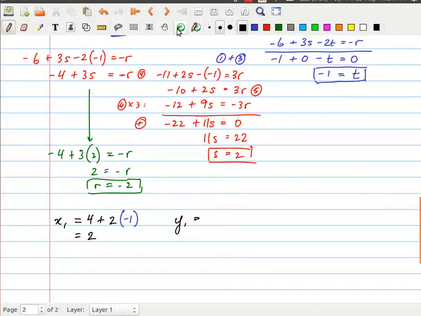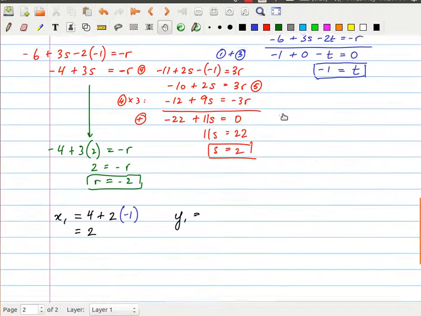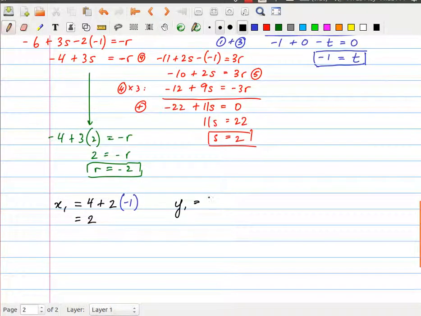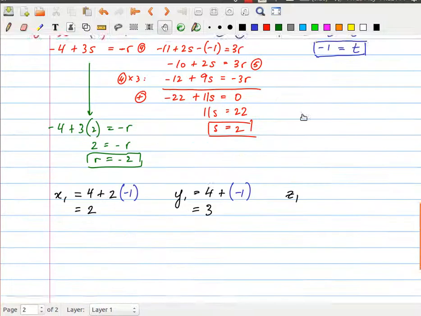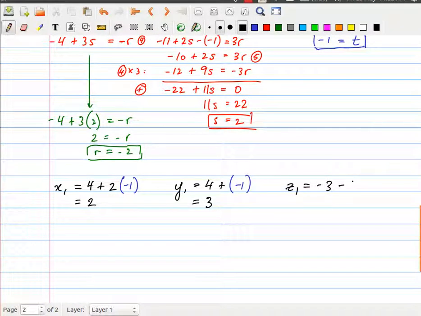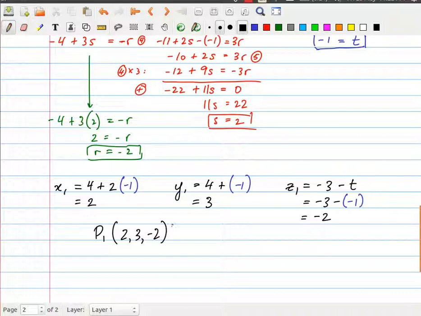y1 is equal to 4 plus 1t, so that is equal to 4 plus t, which is negative 1. And so obviously 4 plus negative 1 is simply equal to 3. And z1 is equal to negative 3 minus t. Negative 3 minus t, and that's equal to negative 3 minus negative 1, which is negative 3 plus 1, or negative 2. So we now know that point 1 has coordinates 2, 3, negative 2.